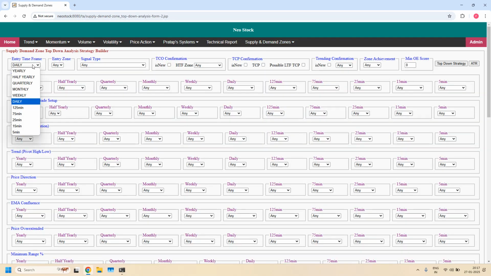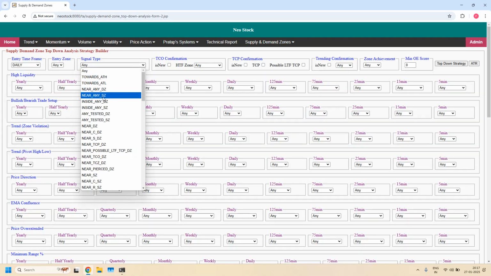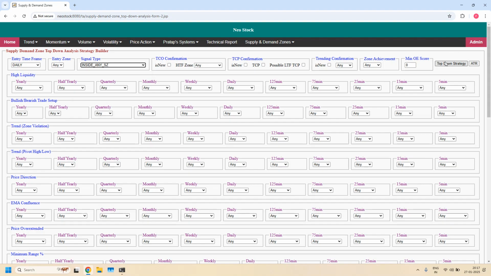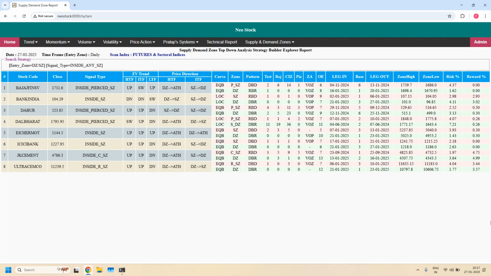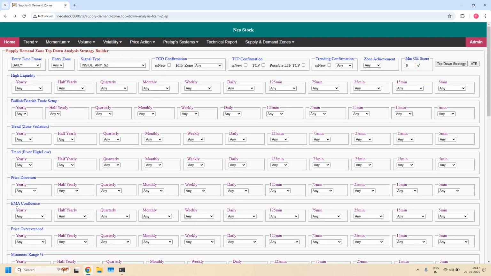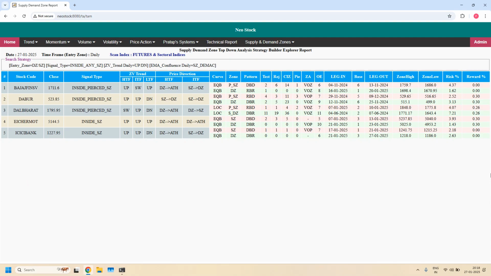Next, for daily time frame, price closed inside the daily supply zone, we got 8 stocks. Out of these 8, how many are having daily supply zones having daily EMA Confluence? Let's verify. In the EMA Confluence, daily time frame, daily supply zone having daily EMA Confluence, and trend on daily time frame up or down. With these filters, we got 5 stocks.